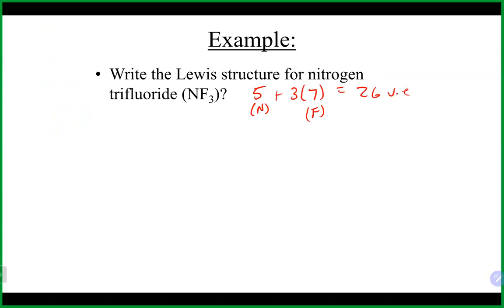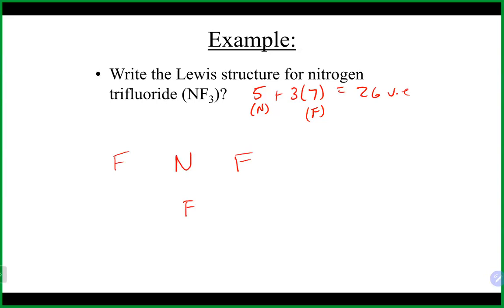Now, in this case, and in most cases, if you just have one element and then other elements, the one element usually finds its way in the middle. So in this case, nitrogen and fluorine, nitrogen is less electronegative than fluorine. So nitrogen should occupy the center spot. We're going to put our fluorines around it. I put the last fluorine on the bottom. You could put it on top. It doesn't matter where you put it.